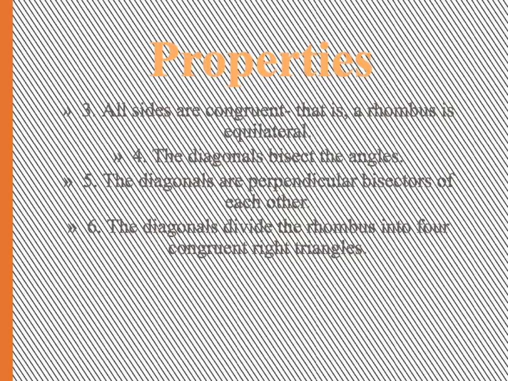Properties continued. 3. All sides are congruent, that is, a rhombus is equilateral. 4. The diagonals bisect the angles. 5. The diagonals are perpendicular bisectors of each other. 6. The diagonals divide the rhombus into 4 congruent right triangles. On the next slide, we will be showing you examples of these.